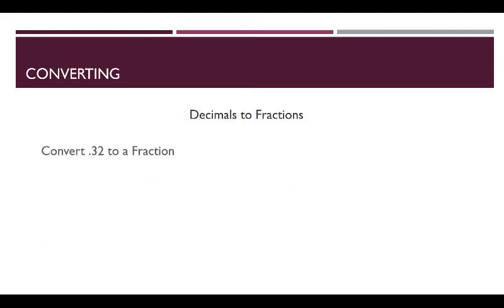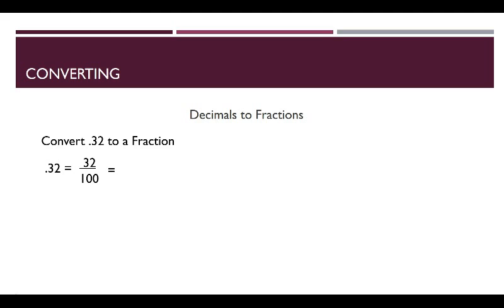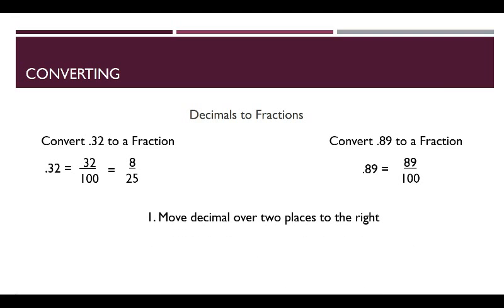To convert 0.32 to a fraction, first start with 0.32 and move the decimal place over 2 places to the right. Put that number over 100 and then simplify to get 8 over 25 as the number. To convert 0.89 to a fraction, move the decimal place over 2 places to the right and put 89 over 100. This fraction is in simplest form. To convert a decimal to a fraction, move the decimal over 2 places to the right, then put it over 100, and simplify the fraction.